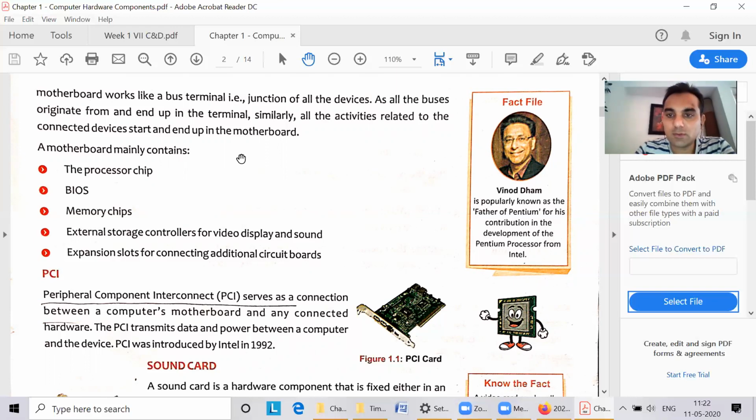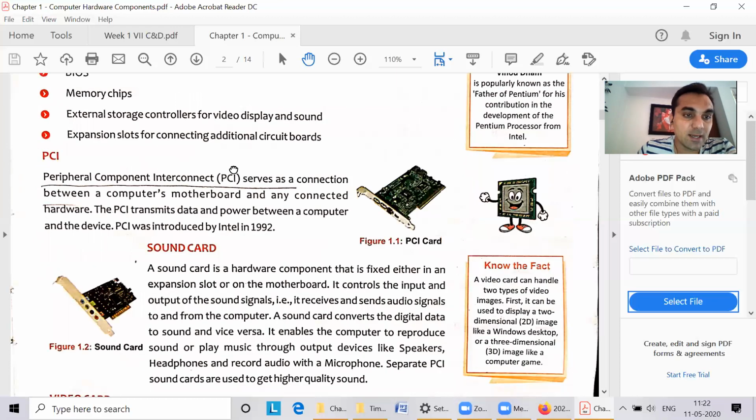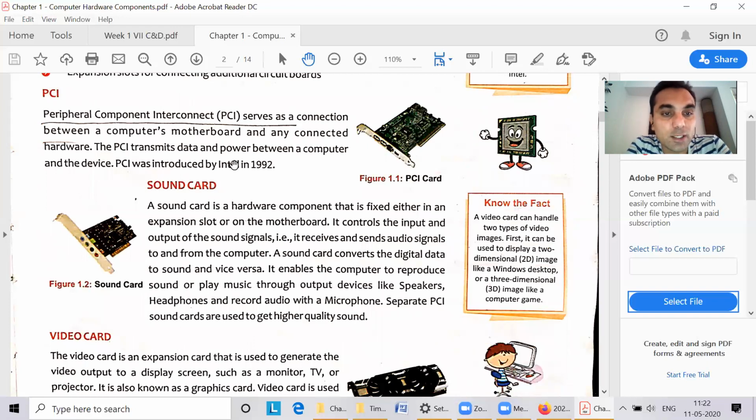Before going further, we will see the fact file. Vinod Dham is popularly known as the father of Pentium for his contribution in the development of the Pentium processor from Intel. So Vinod Dham sounds like an Indian name. Pentium is a series of processors developed by the Intel company, and this Indian guy Vinod Dham is known as the father of the Pentium.